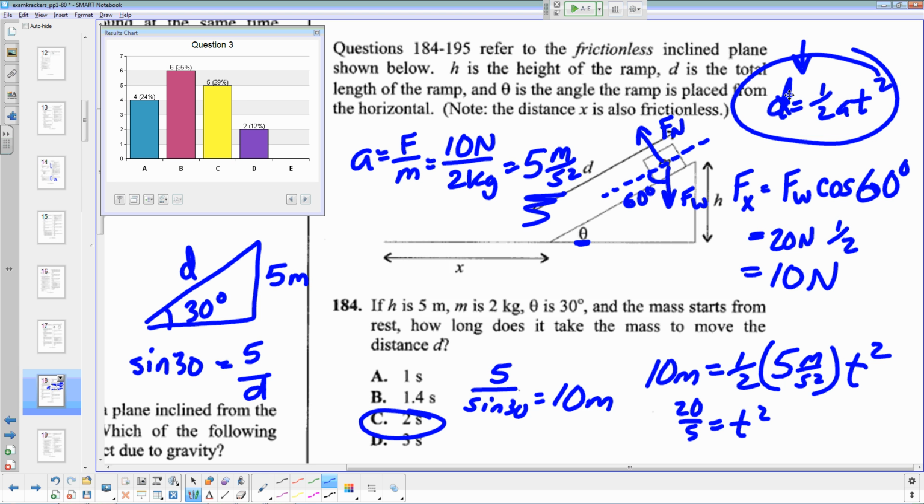The root of 4 is 2. All right? That's not an easy problem. There are lots of steps that you have to do. It could be made a little bit easier, like you wouldn't have to draw all this stuff if you just remembered that the component of the weight is the x component of the weight. And that's just going to be Fw times the cosine of 90 minus this angle.